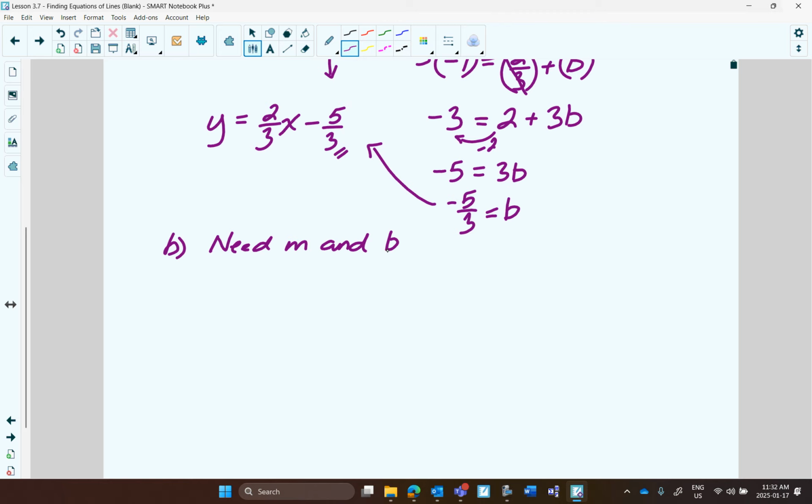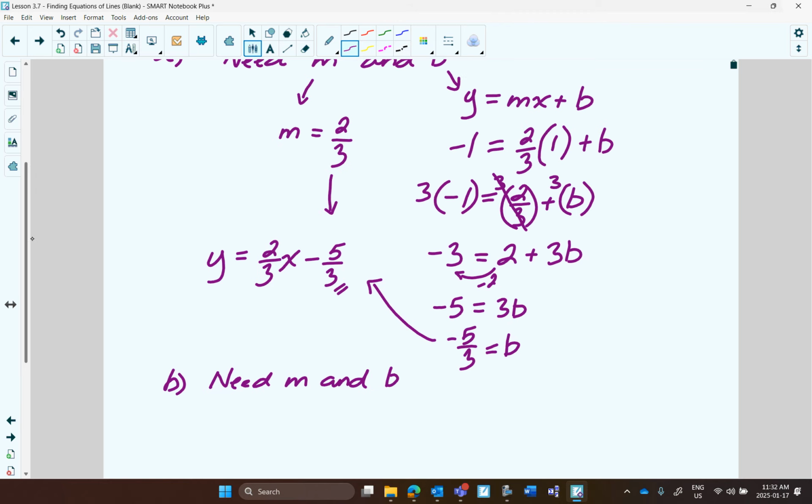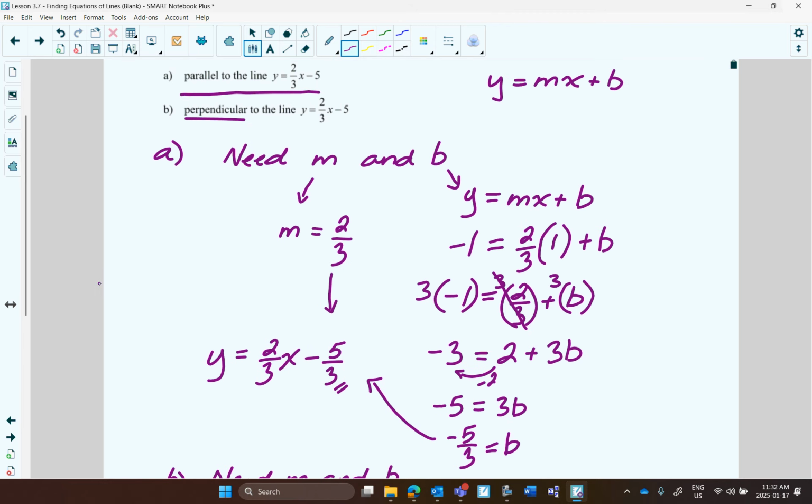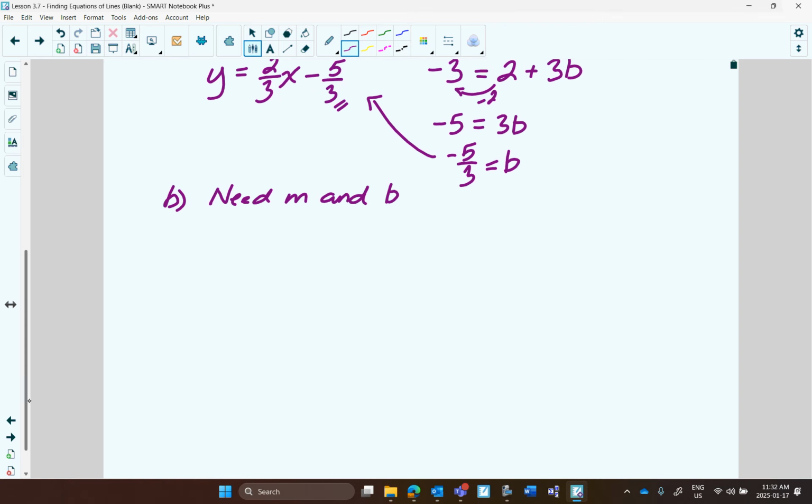What's the slope of this line? Hang on, the slope of this line. 2/3. The slope of our line, which is perpendicular, is -3/2. You flip and change the sign. So our slope here this time is -3/2.